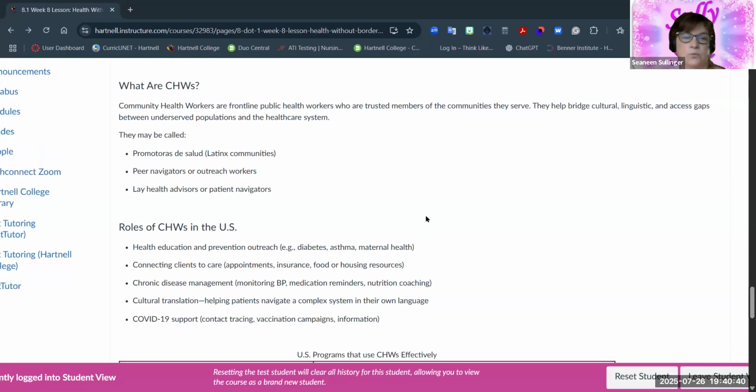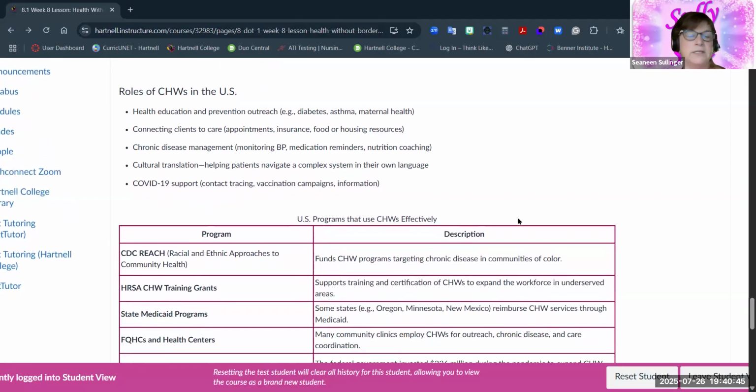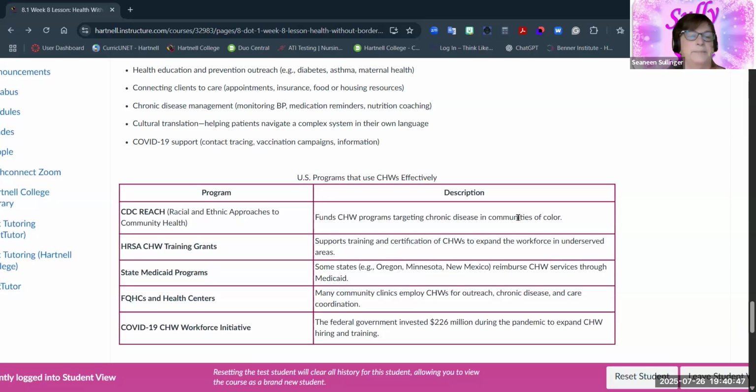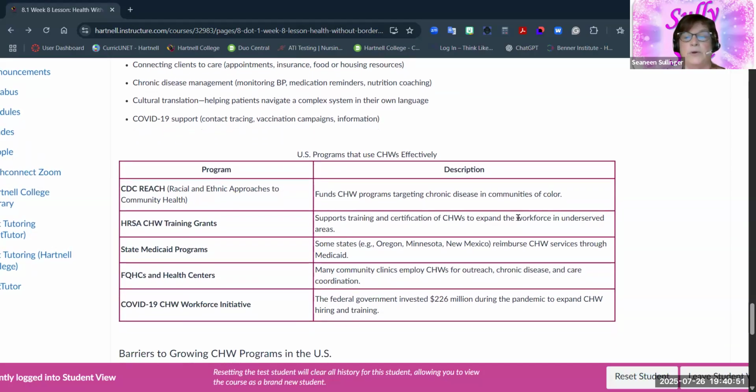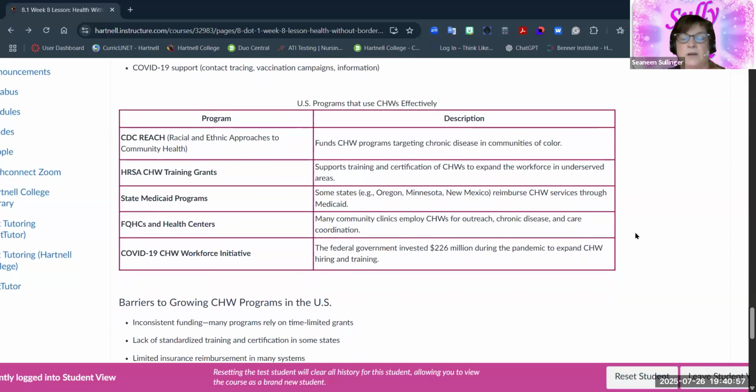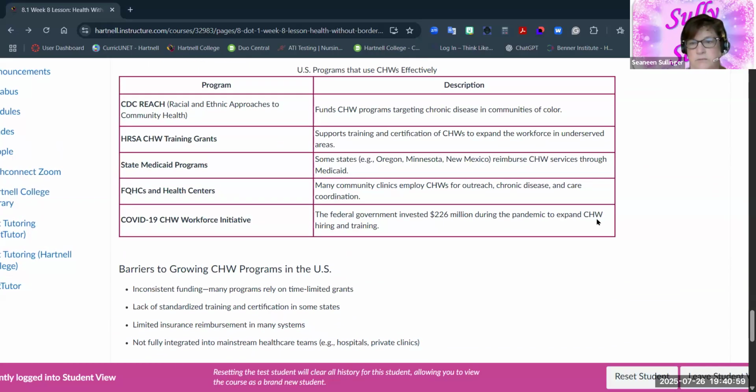And so this gives you different roles and different programs that like CDC does use. Medicaid programs, not Medi-Cal programs, Medicaid programs use that. And there was some talk and work during COVID to implement a community health worker workforce initiative.